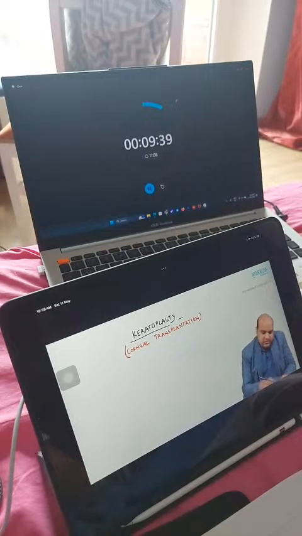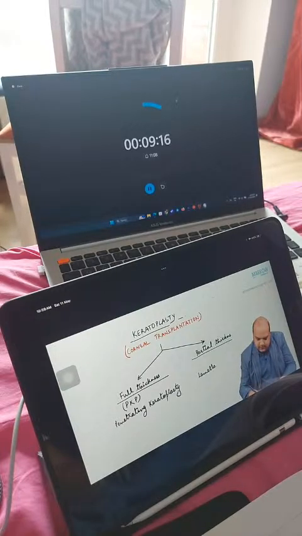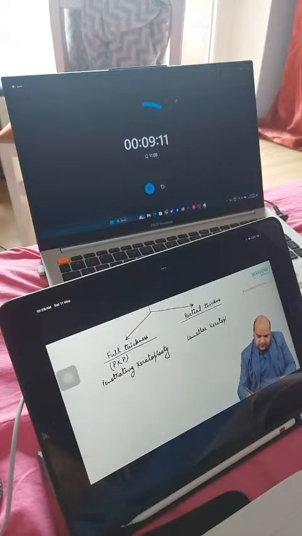Now, keratoplasty can be divided into two broad types: full thickness or partial thickness. Full thickness is known as PKP, penetrating keratoplasty. Partial thickness is known as lamellar keratoplasty. Partial thickness I can further divide into two basic techniques. One is called DALK, one is called DSEK.